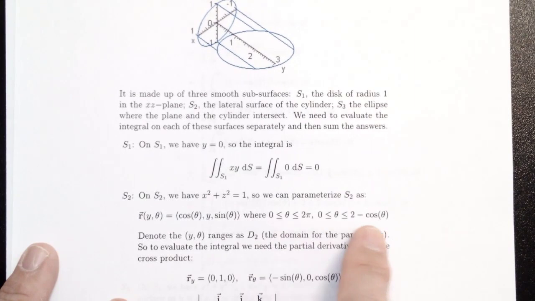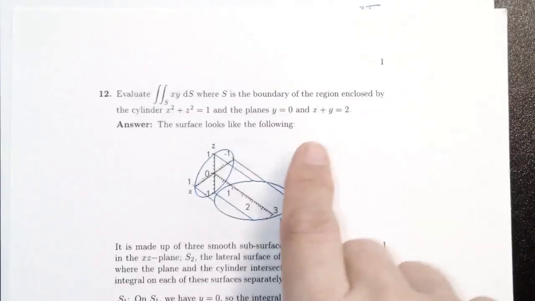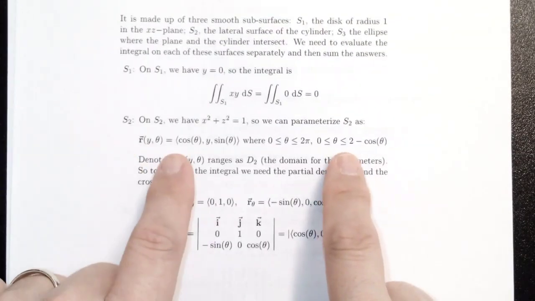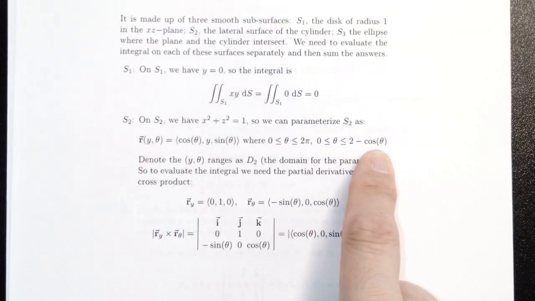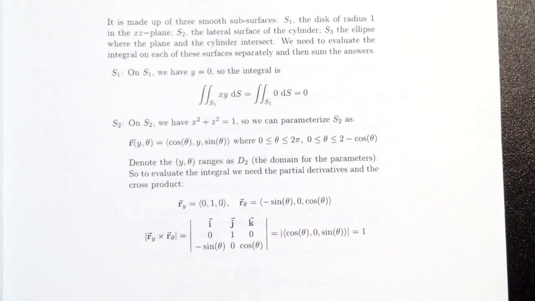Here's my parametric description of that cylinder. Cosine of theta, sine of theta. But I start when y is 0, and I end when y reaches that funky edge plane, where y is equal to 2 minus x. So here's r of y and theta instead of u and v.